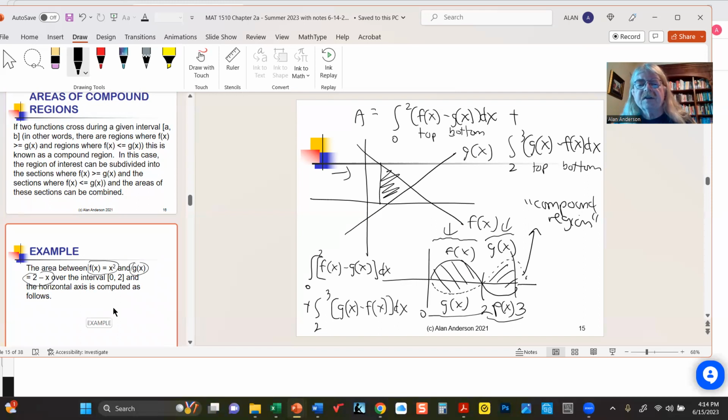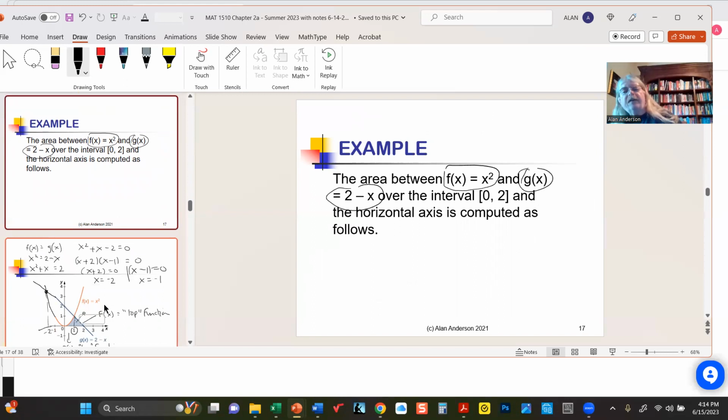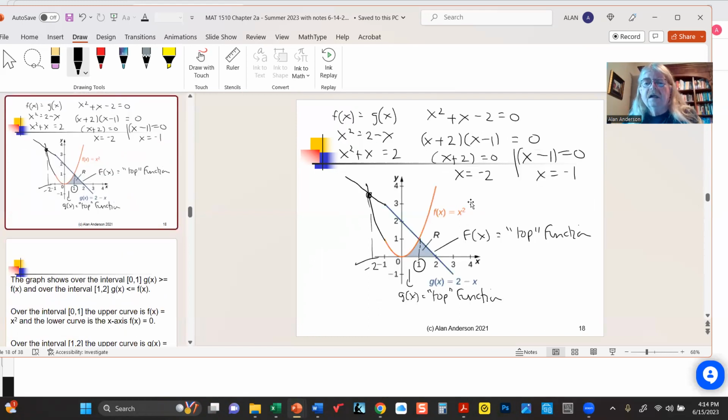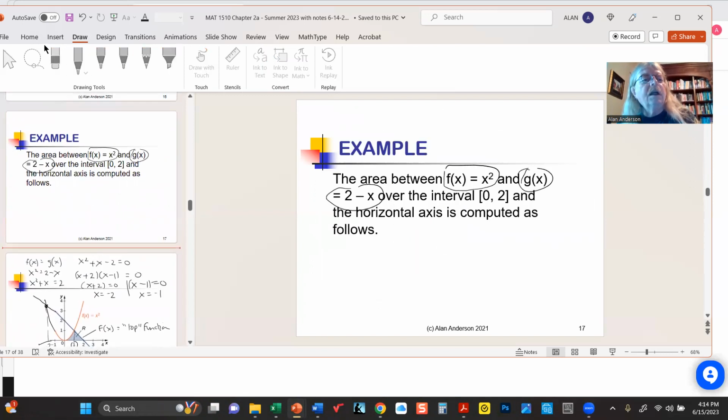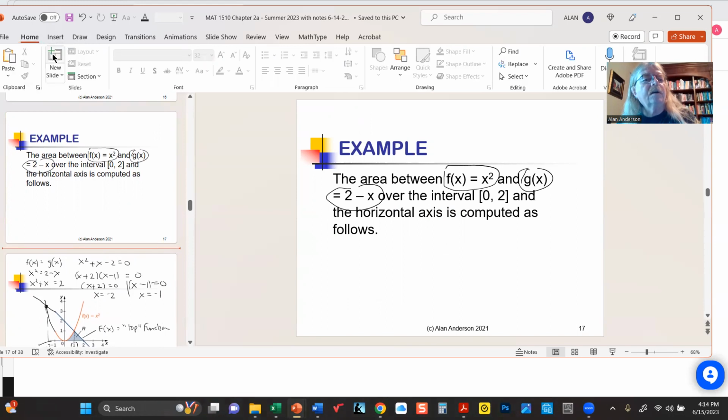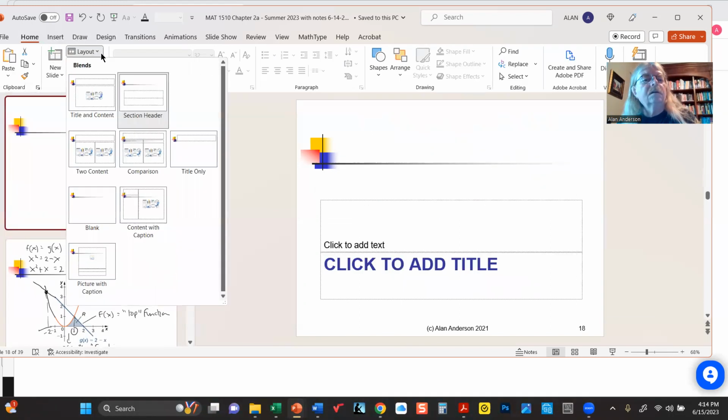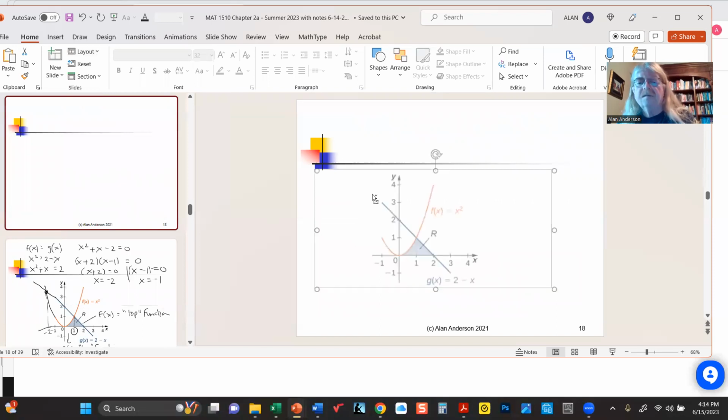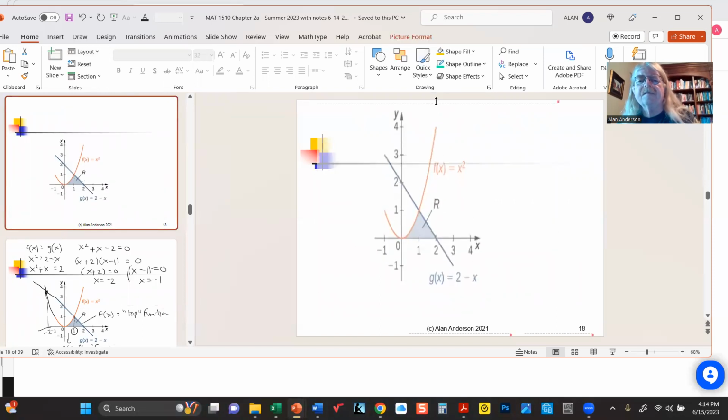All right, so let's look at a specific case. We're looking at f of x equals x squared, which is, of course, a parabola, and g of x is 2 minus x, which is a straight line. And we're interested only in the interval from 0 to 2. All right. Well, actually, I'll tell you what, let me do this. I'll put a new copy here just so that it's easier to see. Maybe I can make it a little bigger while we're at it.